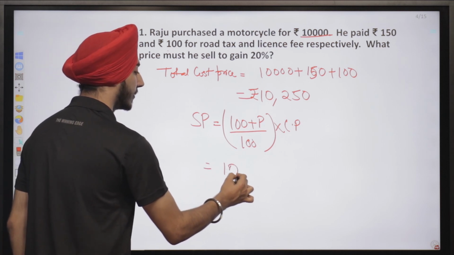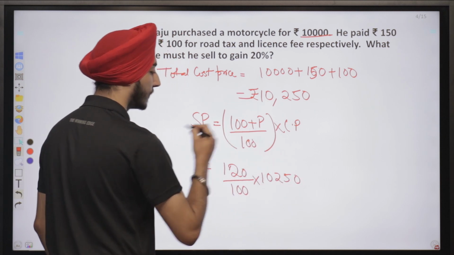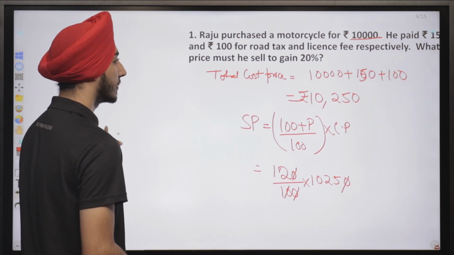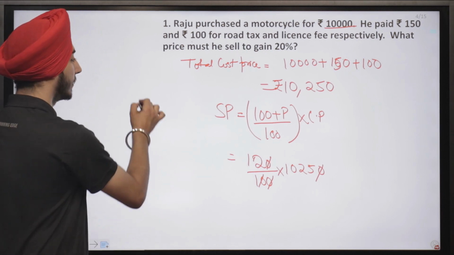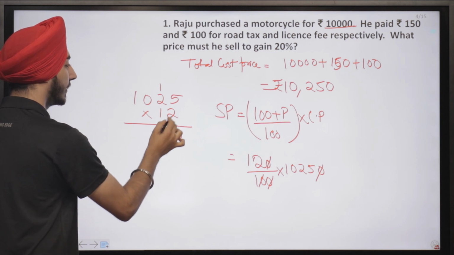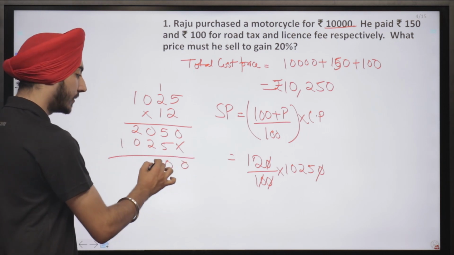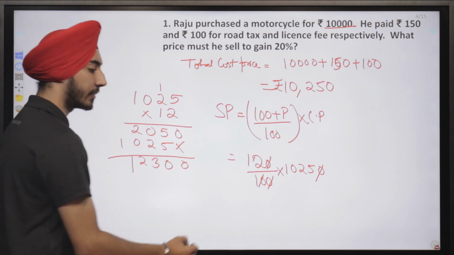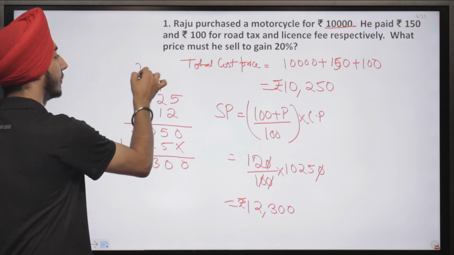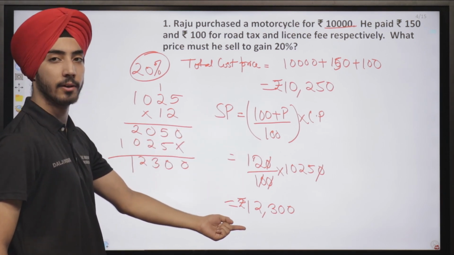100 is 100 only. 100 plus 20 will give you 120 upon 100 into cost price, which is 10250. Now we'll cut the zeros. 0 gets cancelled. So 1025 into 12, we will multiply, and that will give us our answer. So let's quickly multiply it. 1025 into 12. 2 5s are 10, 1 goes into carry, 2 2s are 4 plus 1 is 5, 2 0s are 0, 2 1s are 2. And then 1025. 5 and 5 is 10, 1 carry, this becomes 3, 2 1. So this gives you 12,300. So he should sell his motorcycle at 12,300 rupees in order to gain a profit of 20%. Is that clear with you all? So you simply apply the formula, then you calculate, and this is how you get your answer.